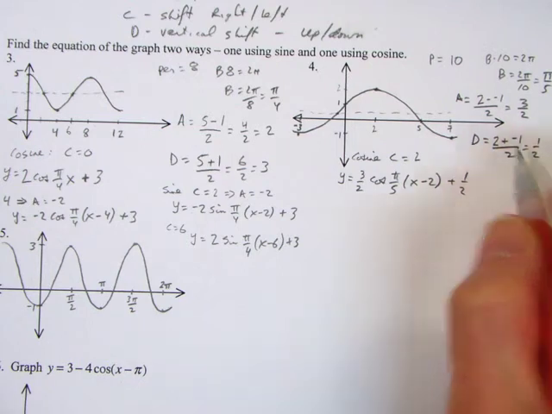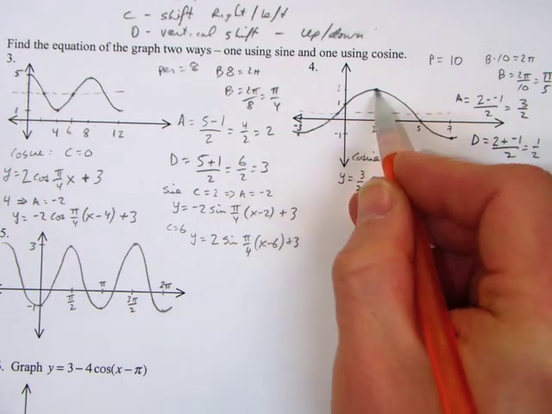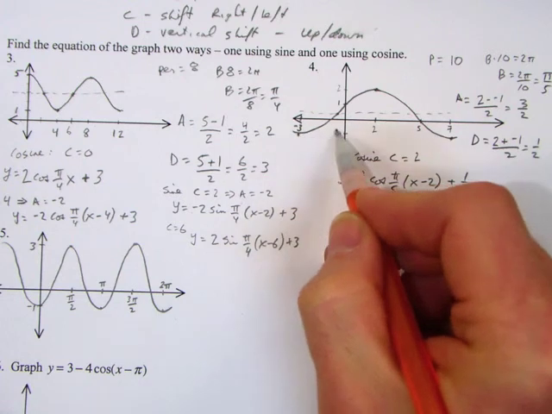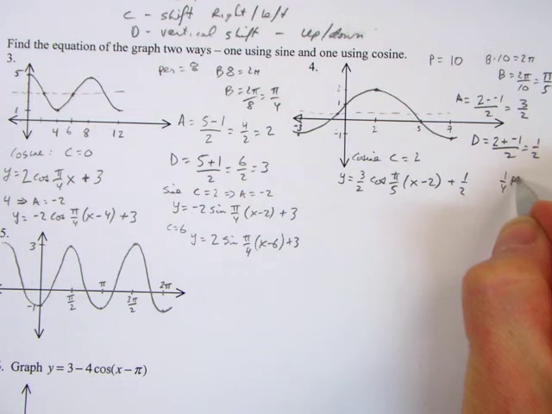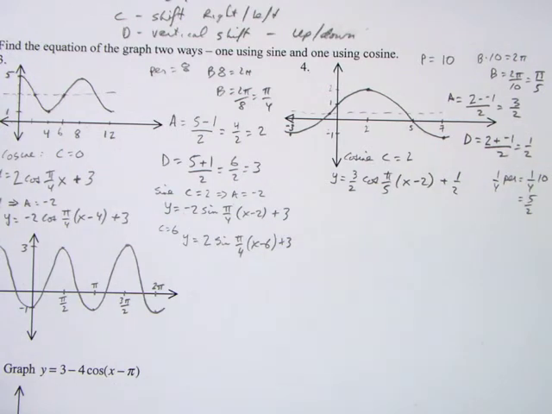We know that the horizontal distance from low to mid to high to mid to low, how many intervals are there? 1, 2, 3, 4. So that's 1/4 of the period. So 1/4 of the period is 1/4 of 10, which is 5/2 or 2.5.